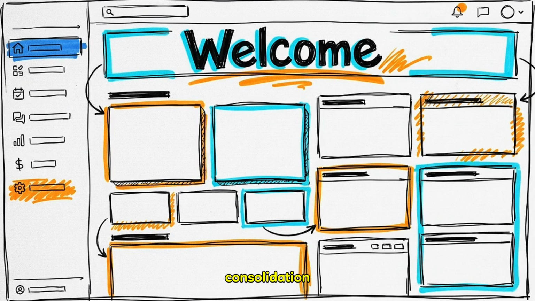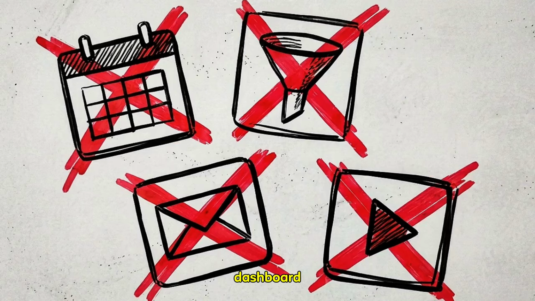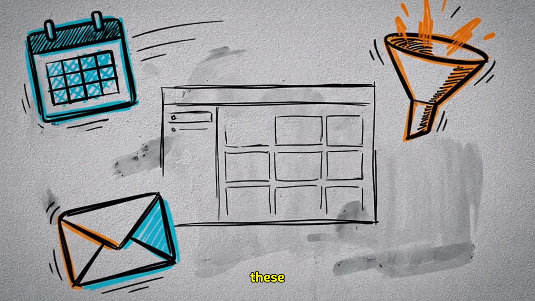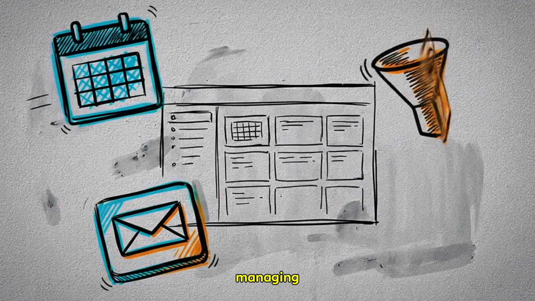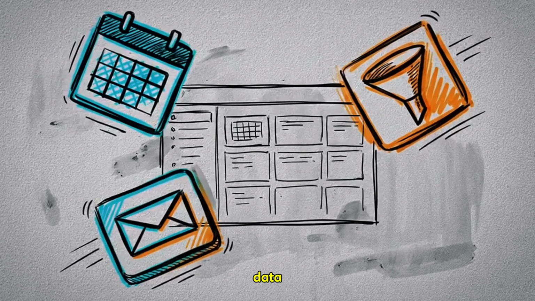Step 1 is consolidation. Once you log into the dashboard, your first move is canceling your existing subscriptions for calendar booking, funnel builders, email marketing, and course hosting. Moving these functions into one central location eliminates the manual effort of managing disparate logins and conflicting data streams.